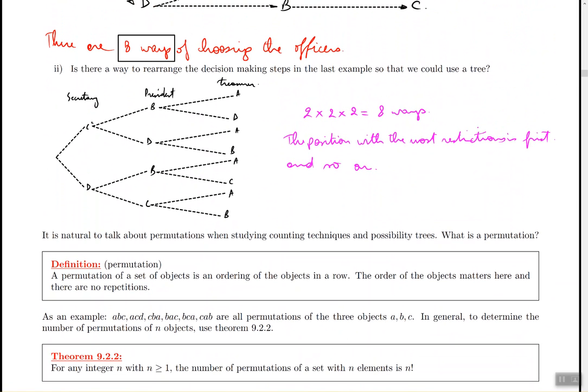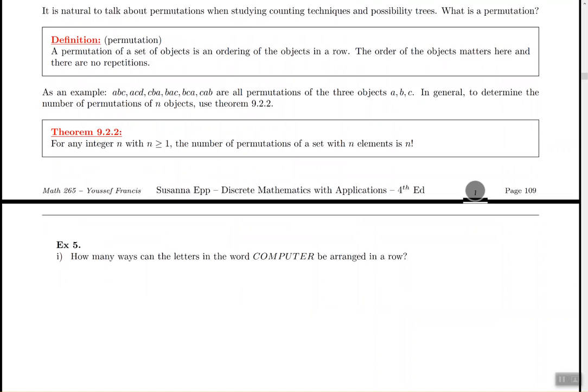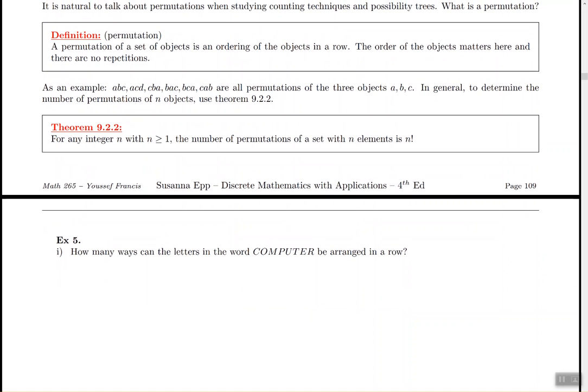So you can see the letter was not repeated. C was secretary, B was president, A was treasurer. We didn't have the C repeating twice or the A repeating twice or something like that. So how many possible permutations can there be in a set with n elements? The rule is, if you have n elements or n integers or n people to move around, how many possible permutations can you have? It's n factorial.